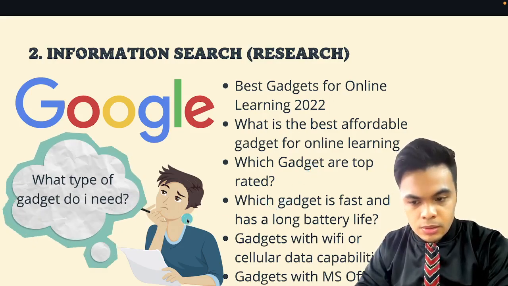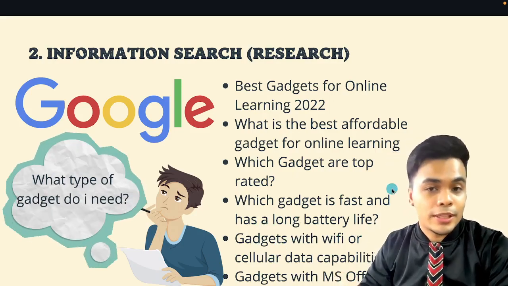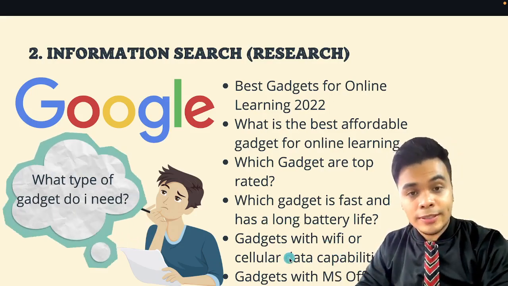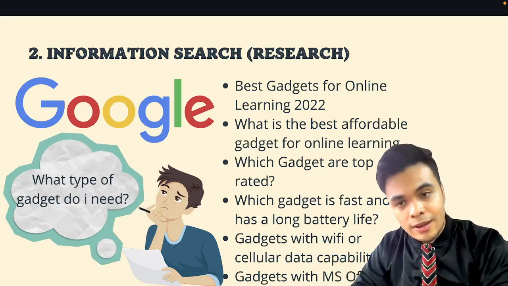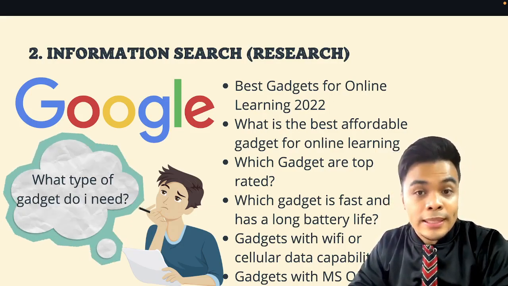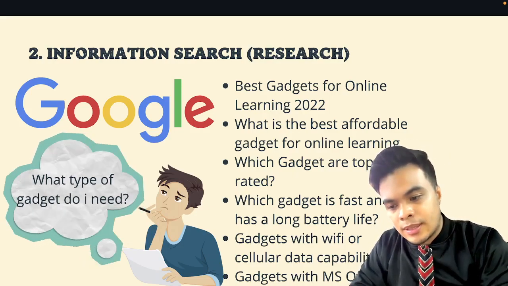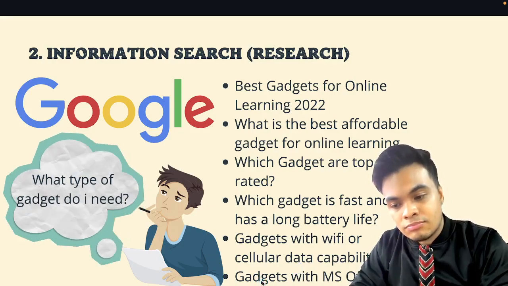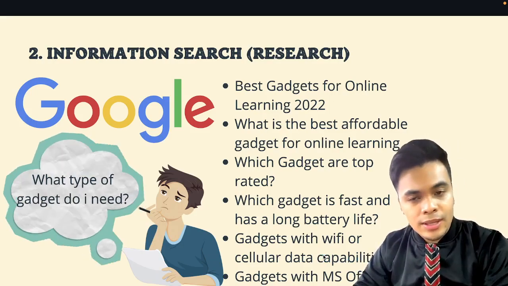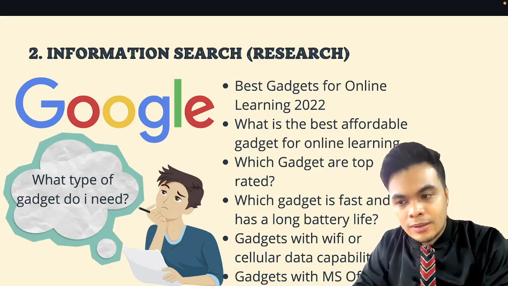Which gadget is fast? Ayan. Yung maganda ang specifications and has a long battery life. Ayan. Very important sa ating lahat yan. Yung long battery life. Gadgets with either Wi-Fi or cellular data capabilities, kasi some of the students, they do not have any access to internet lines. Ang inaasahan lang nila is yung data. Kasi data, you can somewhat access them everywhere. And syempre yung gadgets that can be installed with apps that we need for online learning, such as Microsoft Office, yung Word, Excel, PDF Reader, Microsoft PowerPoint, ayan yung mga ginagamit natin sa online learning.